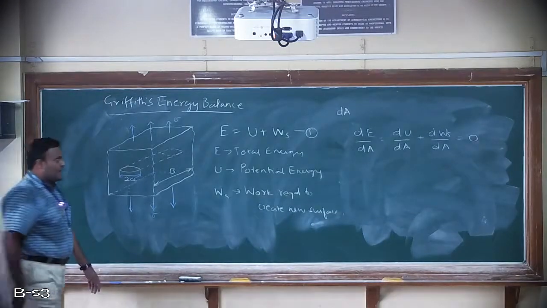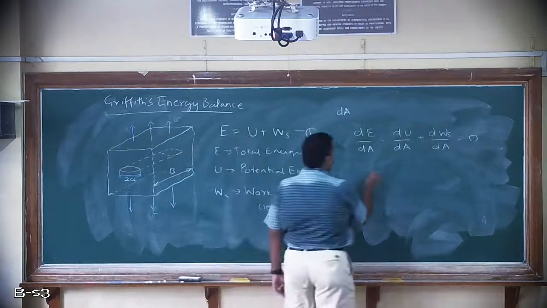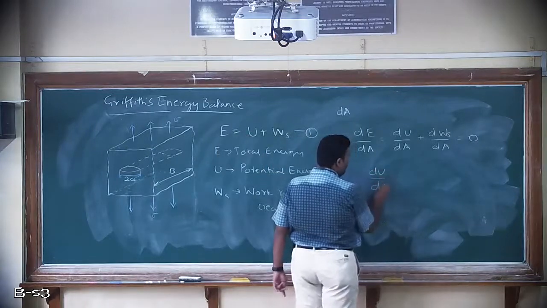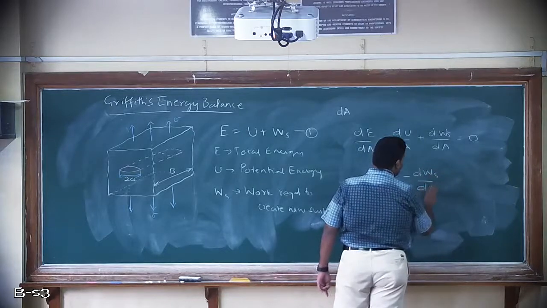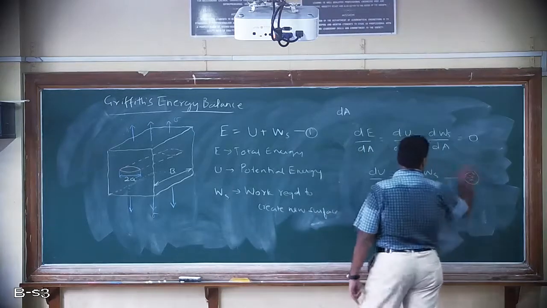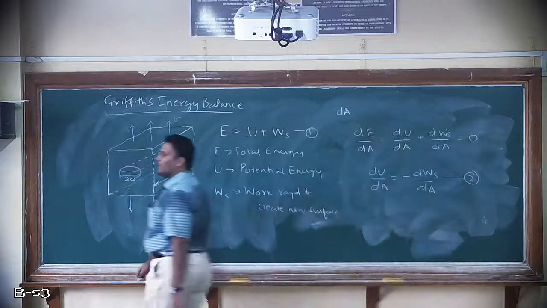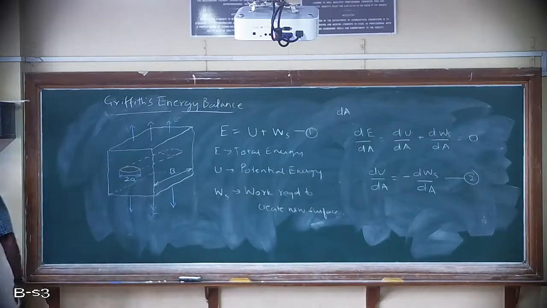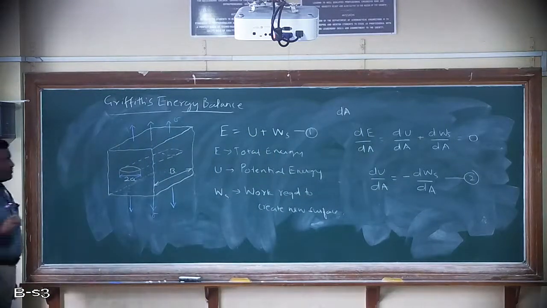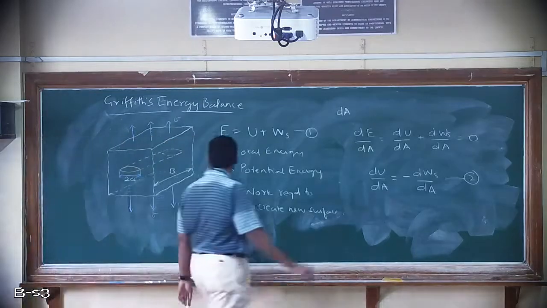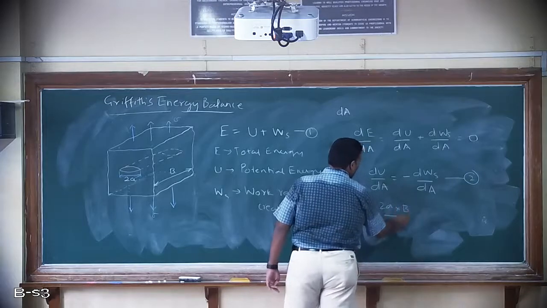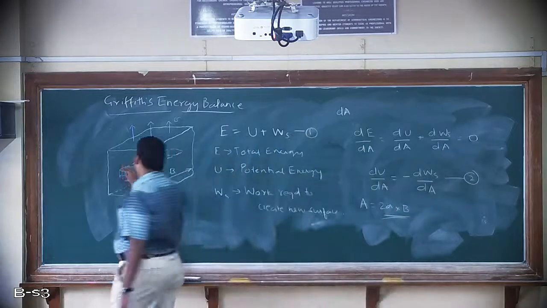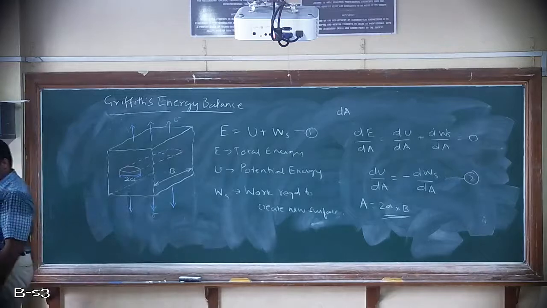So I can write this now as dU by dA will be equal to minus dWs by dA. Take this as equation number 2. Here we can write A as 2a into B from the figure. So 2a into B will give the area of the crack.